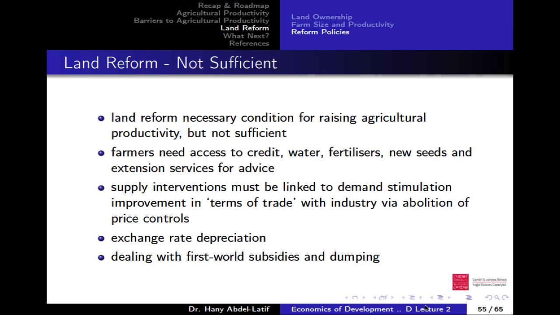Okay, so anyway, this should of course be complemented by other policies, such as access to credit, water, fertilizers, new seeds, etc. You need to have some sort of exchange rate policies, like other policies. So it doesn't come on its own. It has to come as a package with other policies as well.